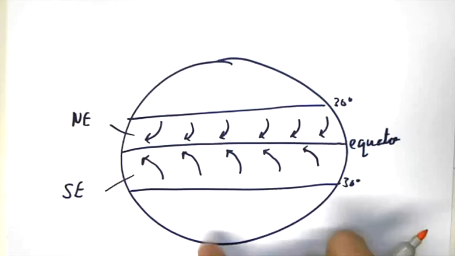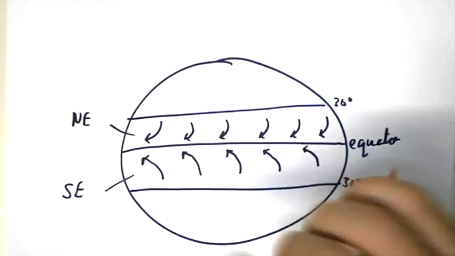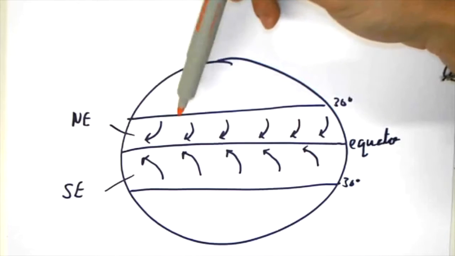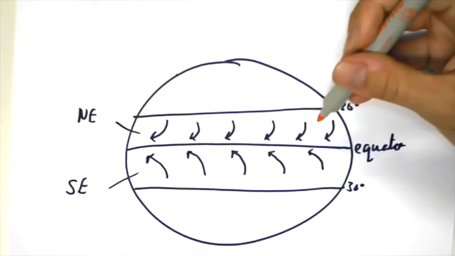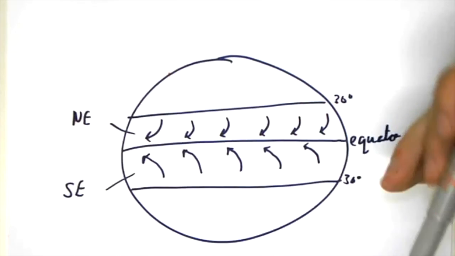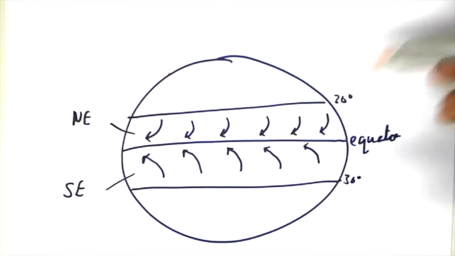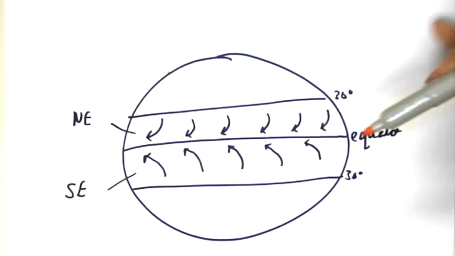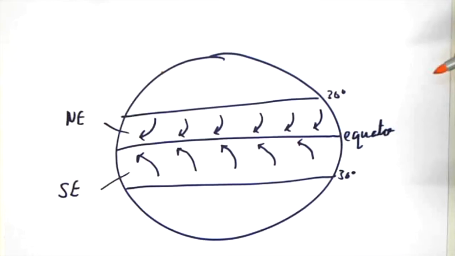In the Southern Hemisphere, we have southeasterly trade winds, and in the Northern Hemisphere, we have northeasterly trade winds. As you can see here, both of these trade winds curve towards the west, and this is due to the Coriolis effect, which I discussed in my last video. And so that is basically how the ITCZ is formed.